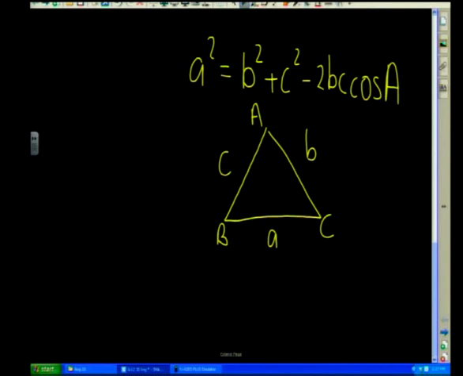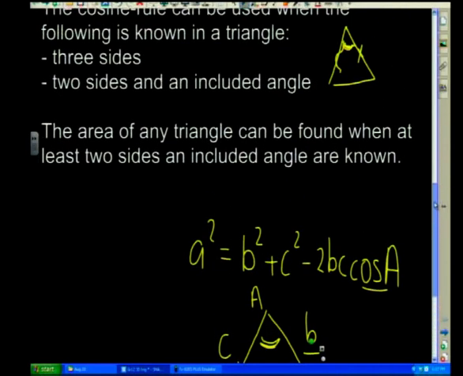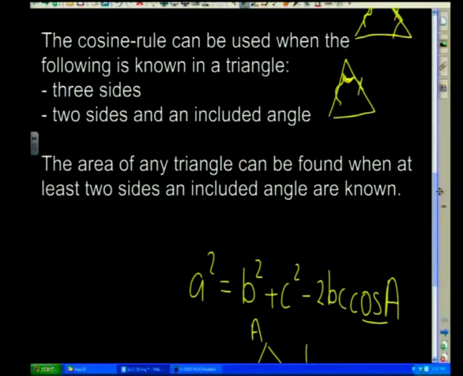So if we relate our diagram using the cos rule, we've got a squared is equal to the sum of the other two sides squared minus 2 times the product of those two sides times cos of the included angle. All right, so obviously for the cos rule to work, you will need to have those two sides and your included angle.